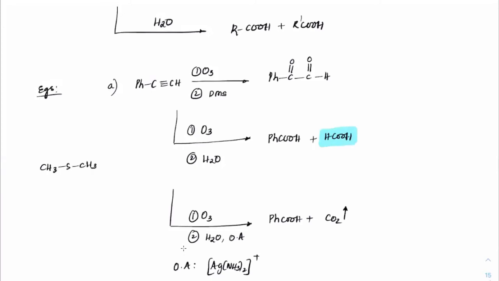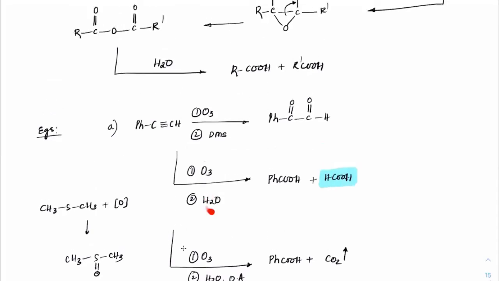This is DMS, dimethyl sulfide. It will immediately take away the nascent oxygen and form CH3-S(=O)-CH3. This is DMSO, dimethyl sulfoxide. Correct? Same is the case with zinc.